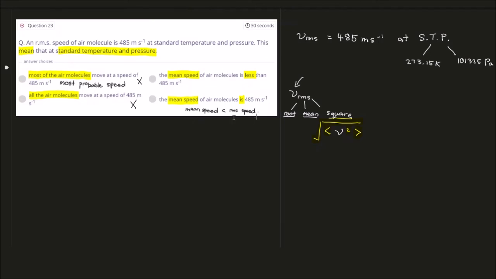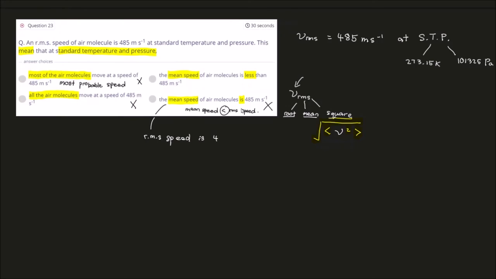Why is mean speed always less than RMS speed? I will discuss it in the next question. The next question discusses this. So if they say mean speed is 485, and the root mean square speed is 485, that means root mean square is equal to mean already, and that's wrong. You know the answer is that it's smaller, so the answer is wrong. Just in case you're not sure what I am saying, this sentence says the mean square of the air molecules is 485. Then from the question they say RMS speed is 485.